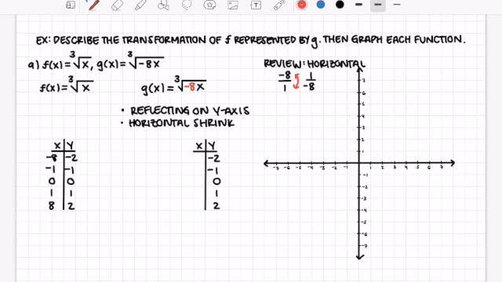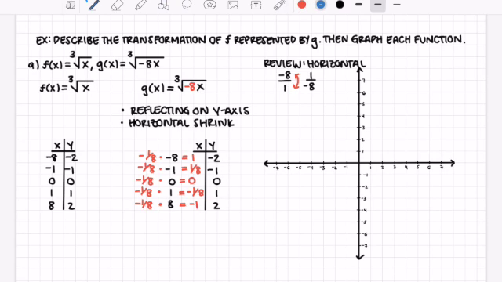So from here, I'm going to be multiplying -1/8 to every single number. They're all multiplying with my numbers on the x value side. So multiplying to -8, -1, 0, 1, and 8. And that equals 1, 1/8, 0, -1/8, and the last one is -1.